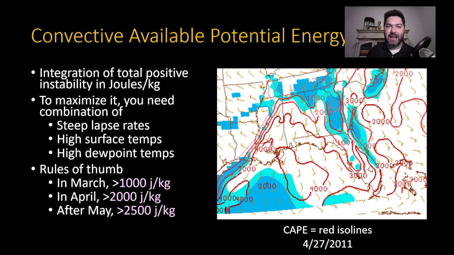This is nothing scientific, but something I found somewhat useful in the plains. In March, you generally want CAPE to be greater than 1,000 joules per kilogram for tornadoes. In April, greater than 2,000 joules per kilogram. And after May, anything above 2,500 is generally pretty good.